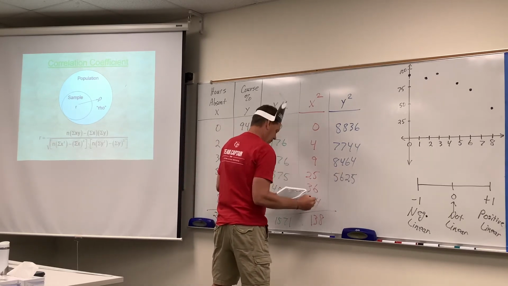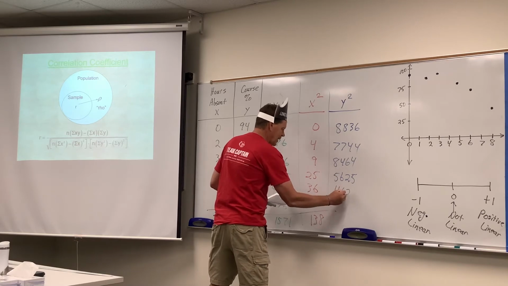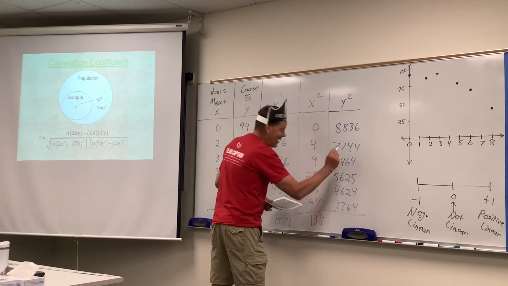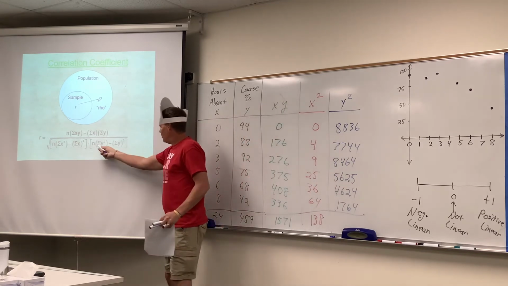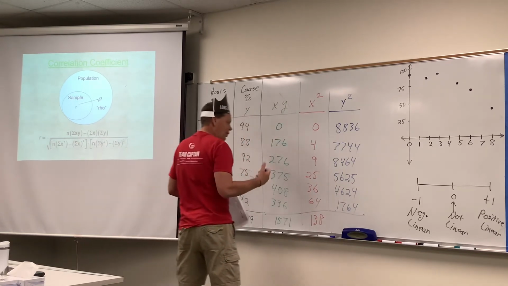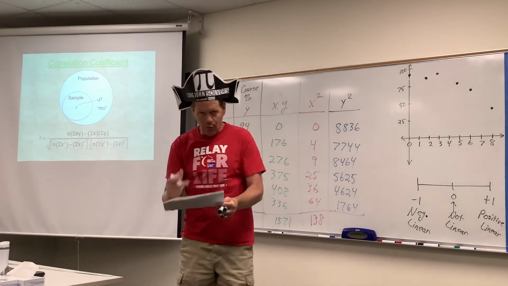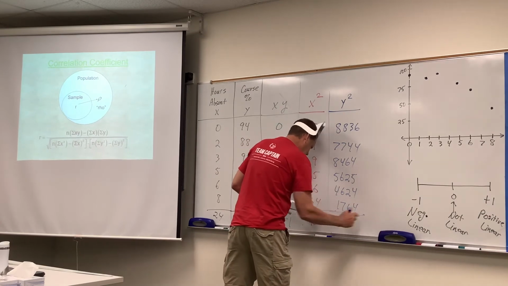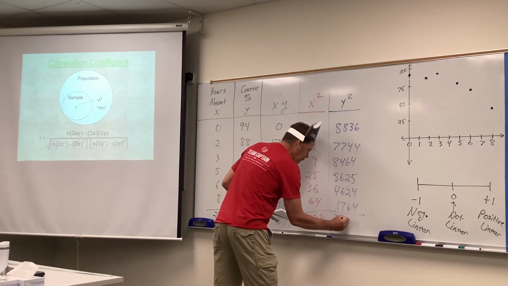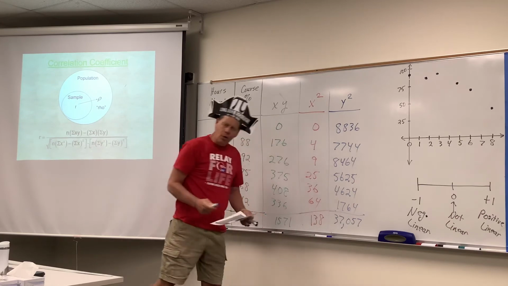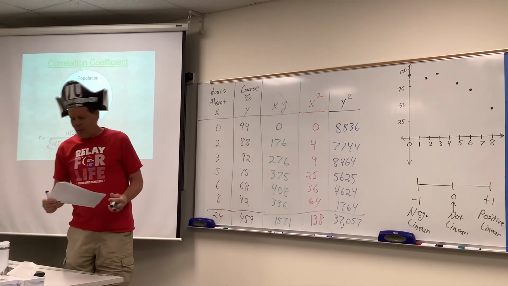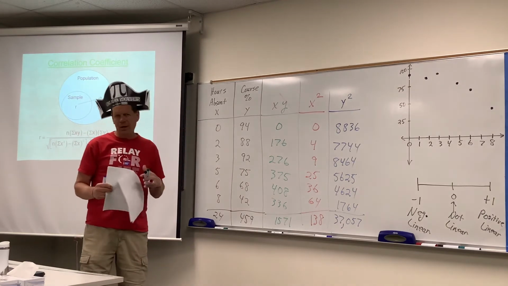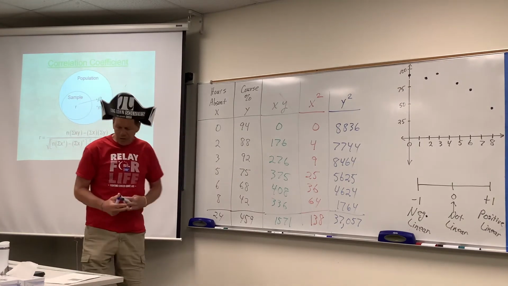5625, 4624. It's just mechanical stuff, isn't it? And then 1764. And then add that column up, because again, sigma y squared. I know it's hard to see, but look at the bigger version of it that you're holding in front of you. That column adds up to 37,057. So I built this one on the board. Probably when we get to example 2, we'll just do the same thing we did on example 1, where you go through and create those columns.